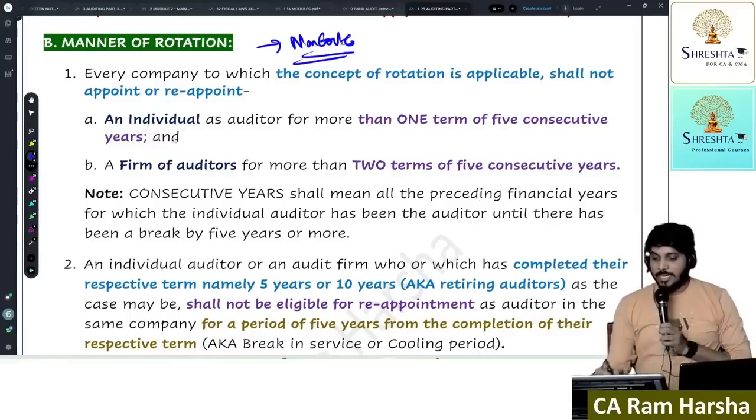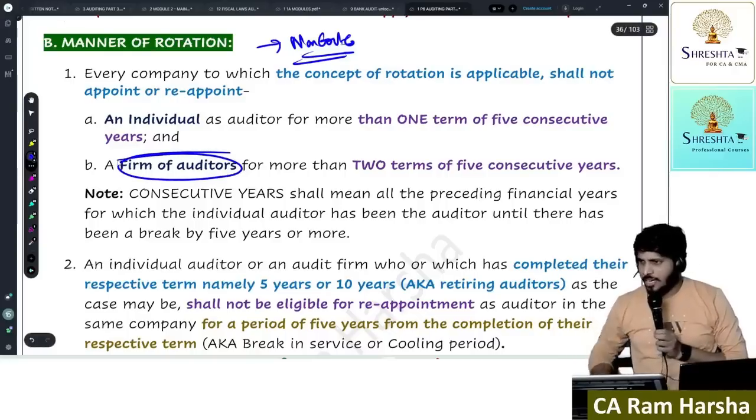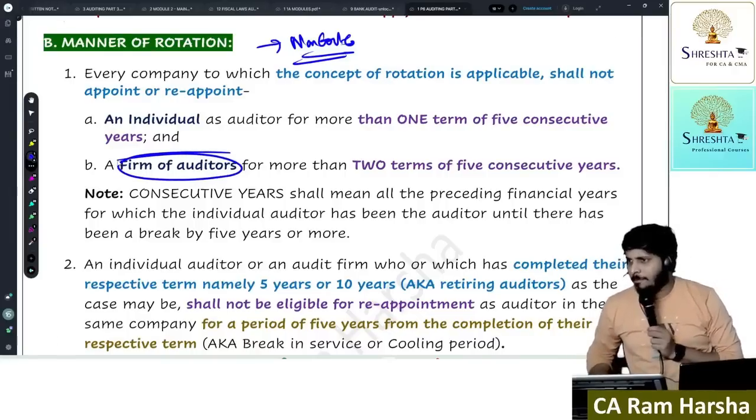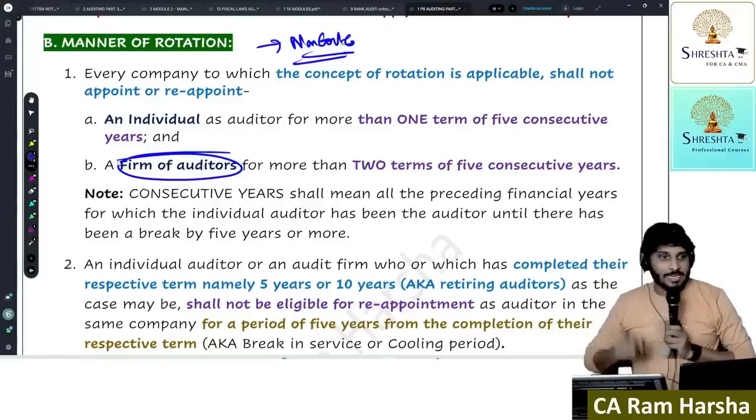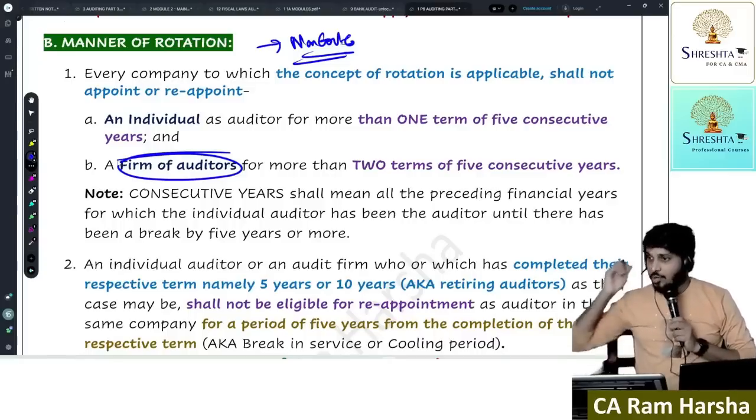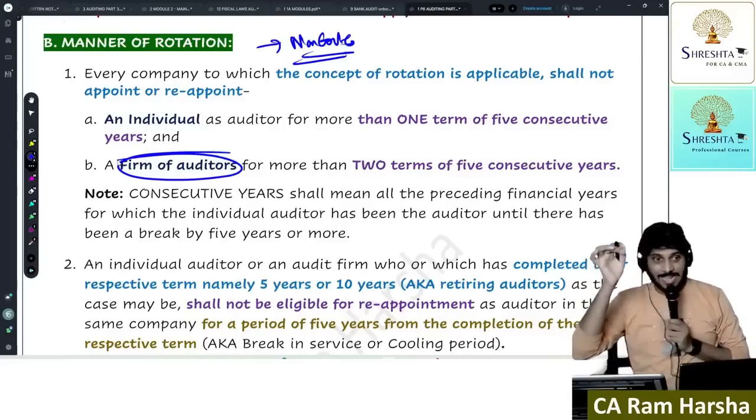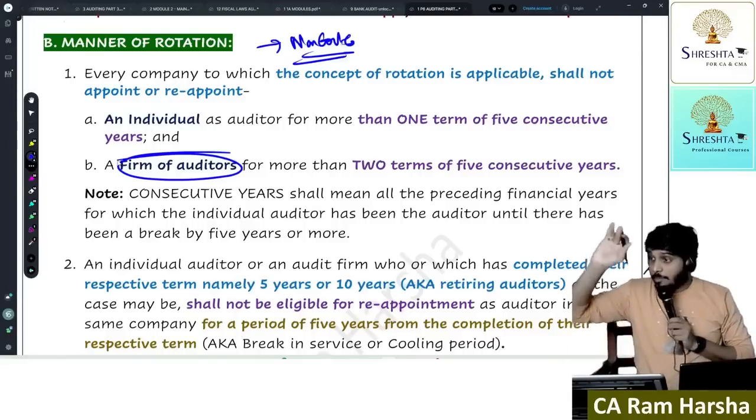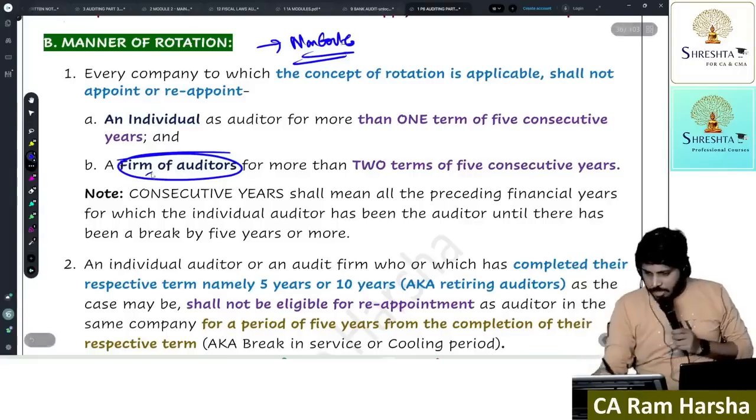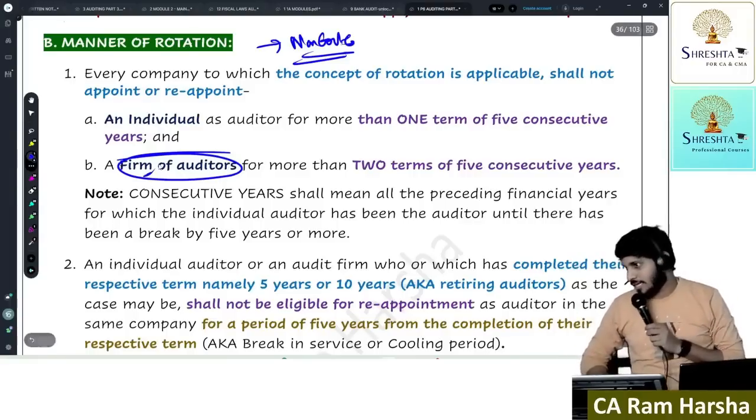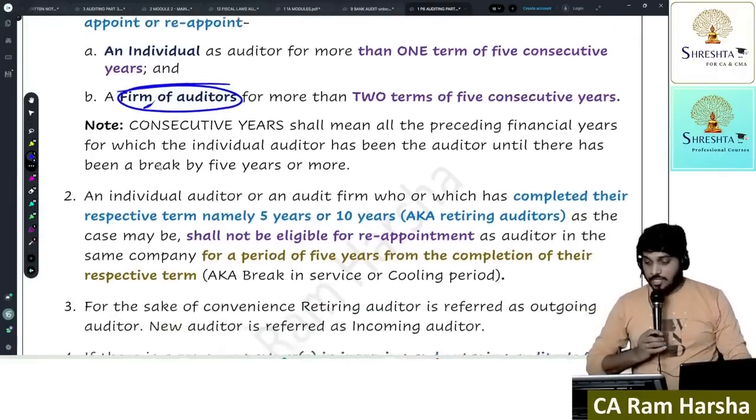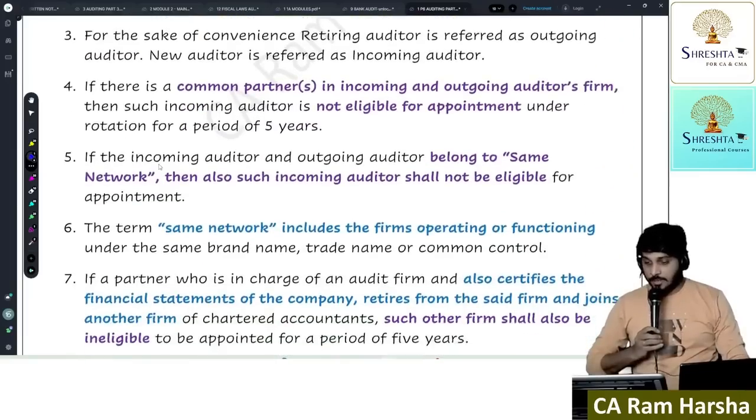Now, you see the word here, they use the term firm of auditors. Firm of auditors means sole proprietor or partnership firm. The Act does not contain anything clearly, but MCA gave a notification saying it is a partnership firm and LLP. Not a sole proprietary firm. Sole proprietary firm is also a firm only. Able to understand?